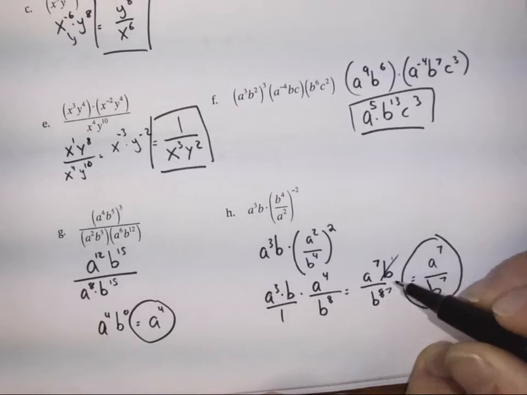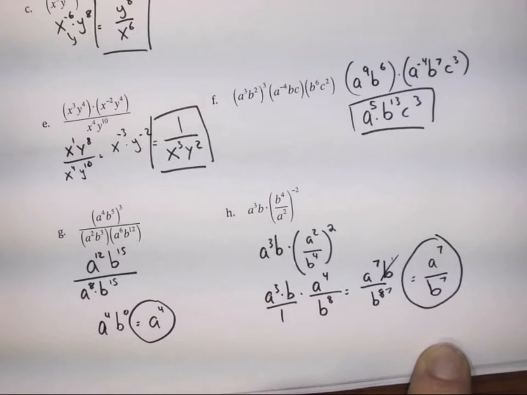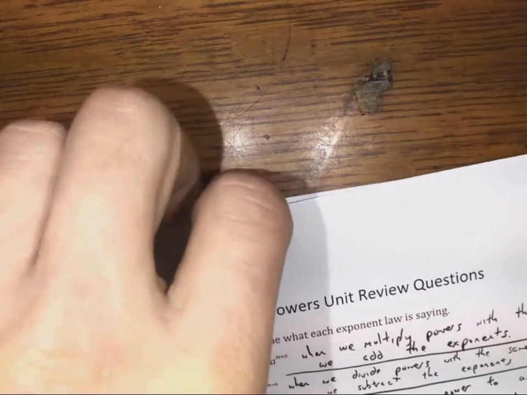Now, you might have gone a different method there. You might have subtracted, got b to the power of negative 7 on the top, then flipped it down here. Either way is fine. Okay.